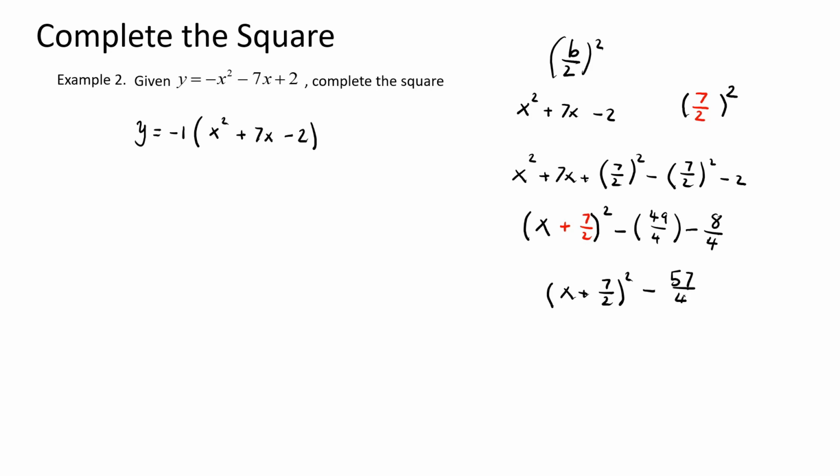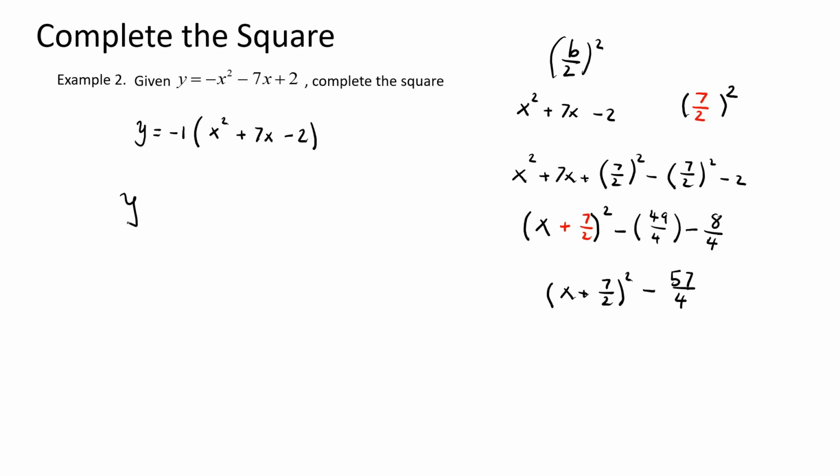57 over 4. So this problem had a fraction, but we didn't have to do a lot of thinking because we knew the behavior of the perfect square. That 7 over 2 will be your perfect square. So now we know what x squared plus 7x minus 2 is going to be. Let's go back and replace that.